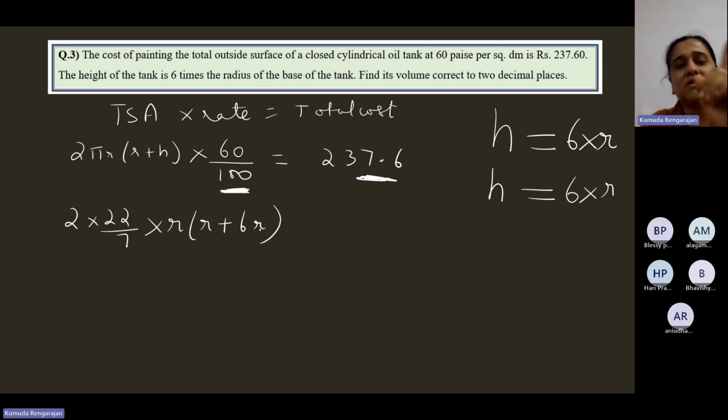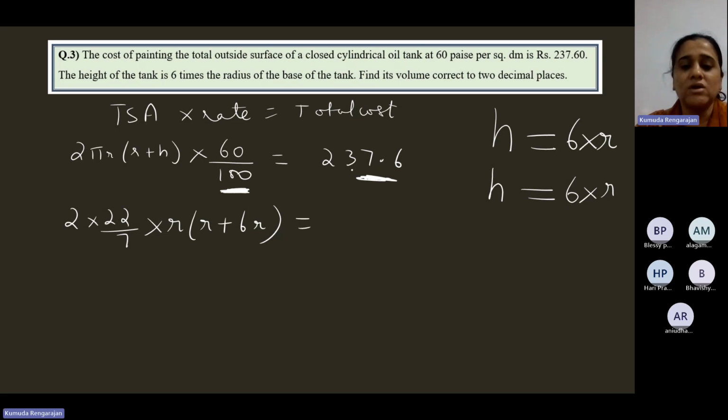If you have one equation and one unknown, you can solve and find the value of that unknown. So when we started, we had two unknowns, r and h. You cannot solve and find anything. So you have to take away h and write it in terms of r, or you should take away r and write it in terms of h. That is the equation. You should have only h or only r. Now we have only r.